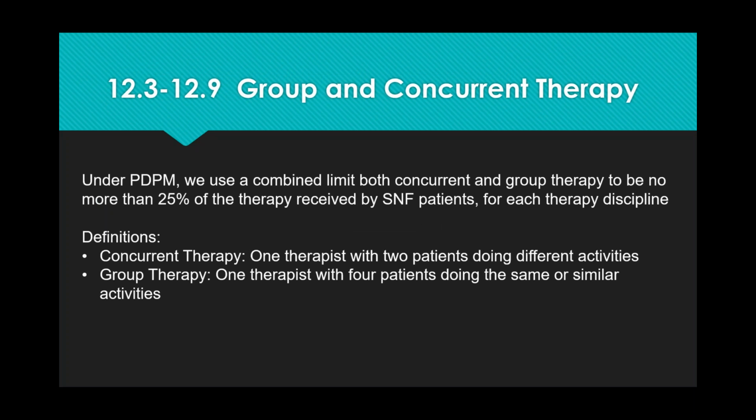Group and concurrent therapy. Under PDPM, we use a combined limit, both concurrent and group therapy, to be no more than 25% of the therapy received by SNF patients for each therapy discipline. The current definitions are: concurrent is one therapist with 2 patients doing different activities. Group therapy is one therapist with 4 patients doing the same or similar activities. The group definition is still under consideration and may change under the final rule.